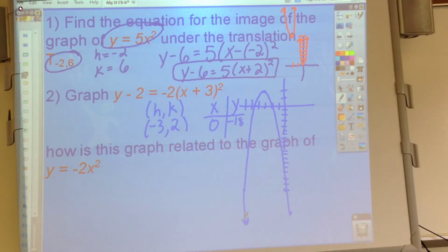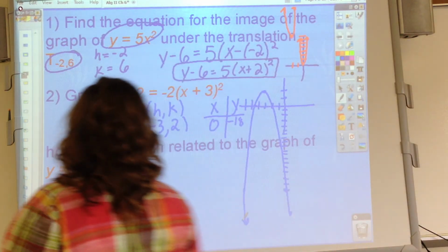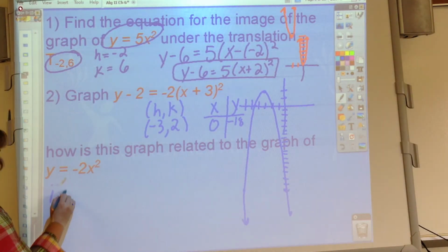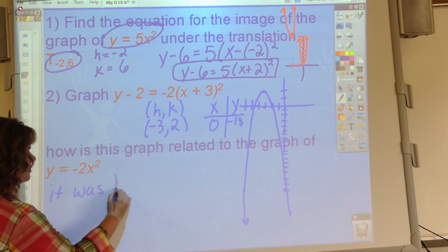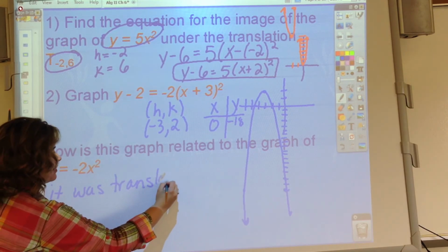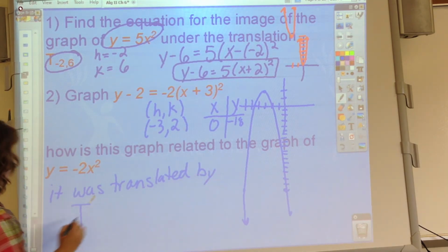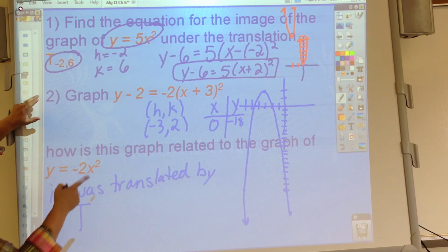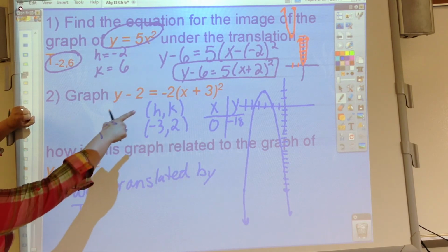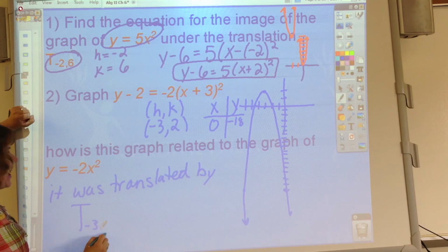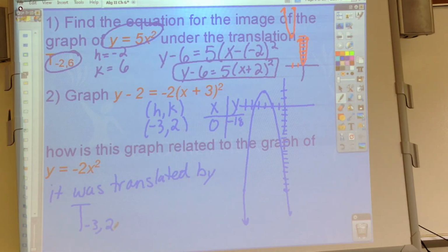Now if I ask you how this graph is related to the graph of -2x squared, you would tell me it was just translated. It's being translated by an h value of -3 and a k value of 2. That means it's being shifted 3 to the left and up 2.